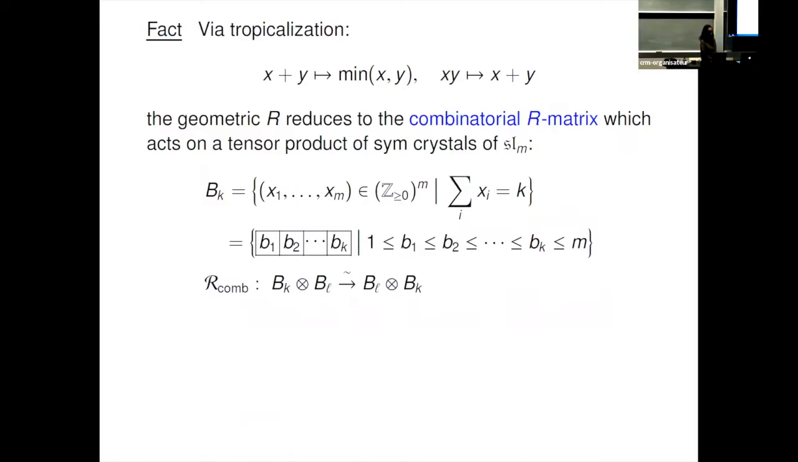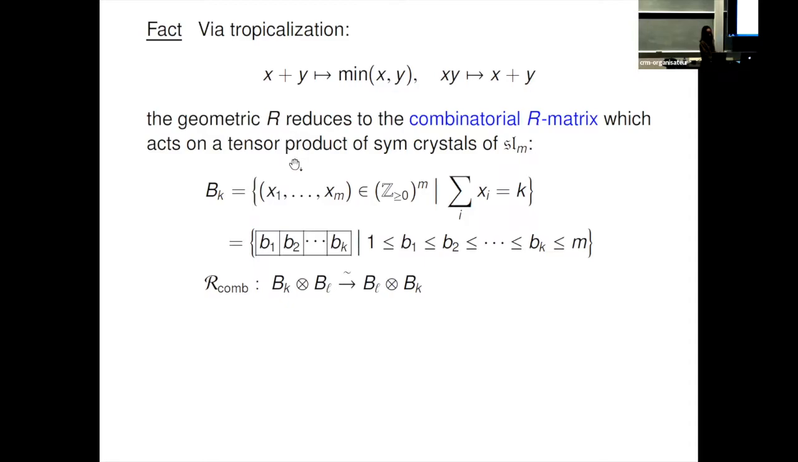The good thing about this, the reason this action is called the geometric R matrix, is as follows. Via a limiting procedure called tropicalization, an algebra isomorphism from subtraction-free operations of plus and minus to piecewise linear operations, minimum and plus, by sending this on real numbers formally, we get the combinatorial R matrix of A type, which acts on the tensor product of M symmetric crystals of SLM type from this geometric R. So this is why the previous rational transformation is called geometric R.